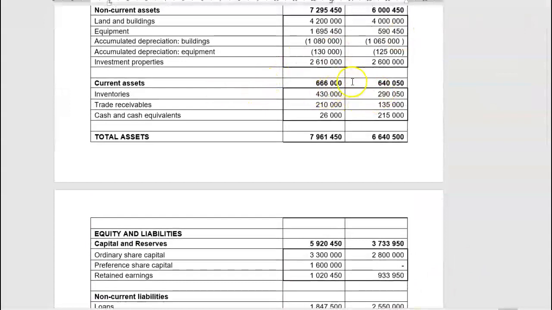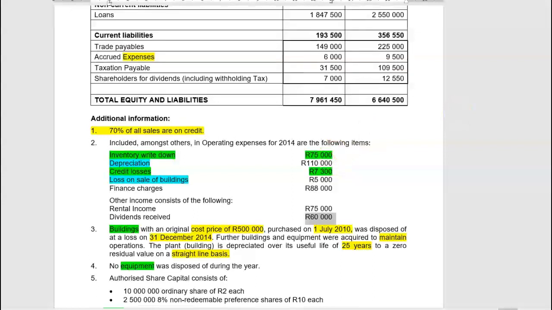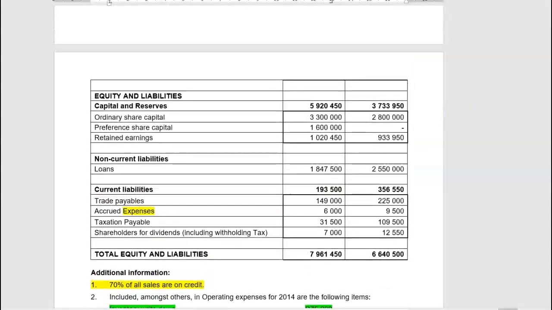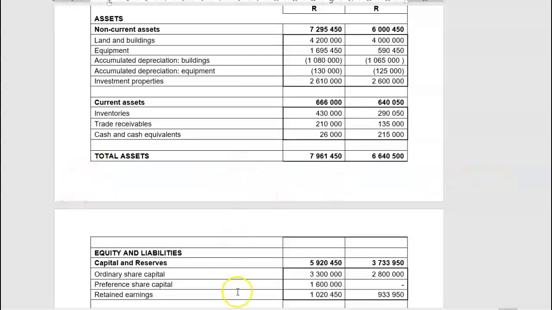Inventory. Inventory has increased quite a lot, from 290,000 to 430,000. But guys, remember that taking that into account, we have also written off 75,000 Rand worth of inventory. Now, think about the inventory account as a T account. You will have an opening balance, you will have a closing balance. You will have purchases of inventory items and purchase-related costs on the debit side, and you're going to have cost of sales on the credit side. And then it's going to be in balance.